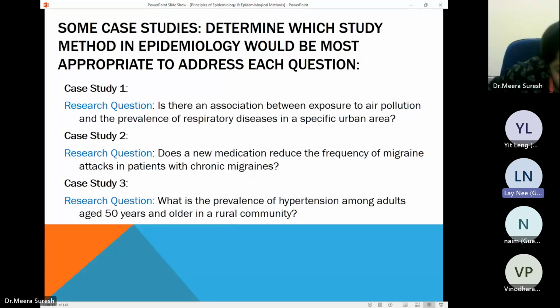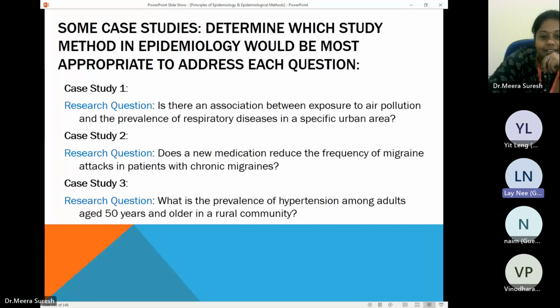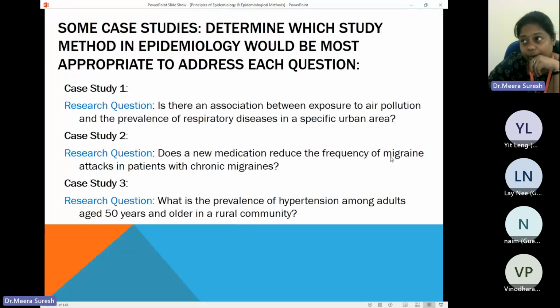I think for case study 2, I will propose the experimental study. Yes, because we are going to test a new medication, so it is experimental. So RCT we are going to do. Yes, and it is randomized, by chance. Because it is testing a new medication, so no doubt. We are going to manipulate. It is a new medication, so whether that is going to reduce the frequency of migraine. So we are going to study the effectiveness of some new medicine. So obviously it is RCT.